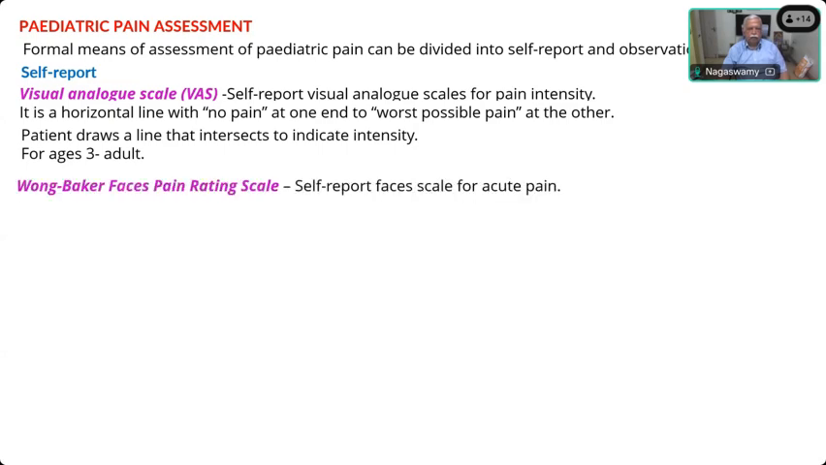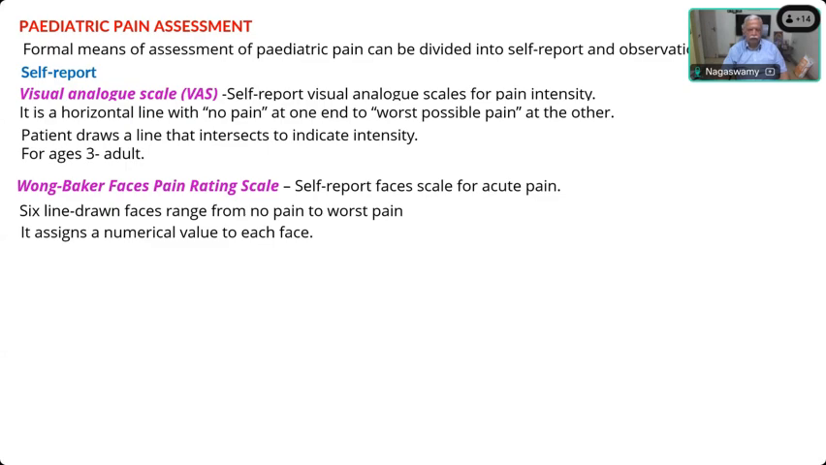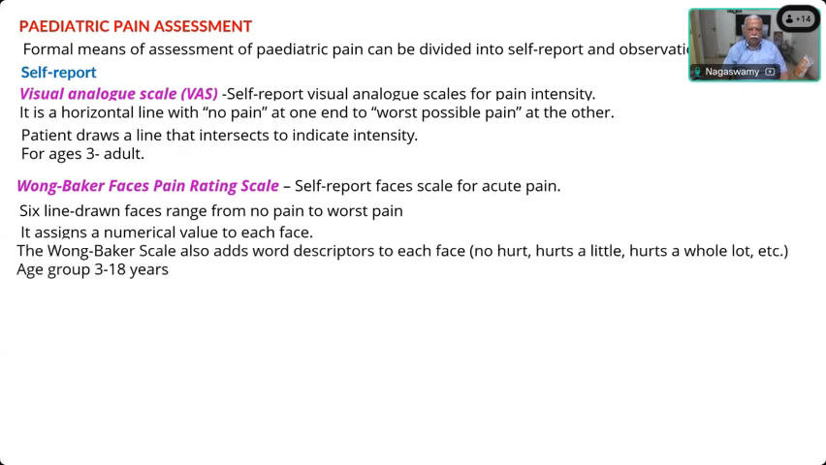Then second is the Wong-Baker facies pain scale, which reports based on the facial expression of acute pain. There are 6 line-drawn faces, with an indication that at one end there is no pain and at the other end there is worst pain. It is given a numerical value for each face also. It is suitable for the age group between 3 and 18.